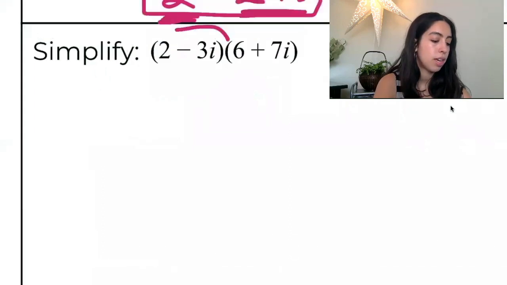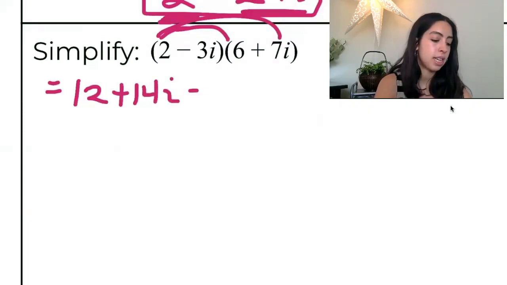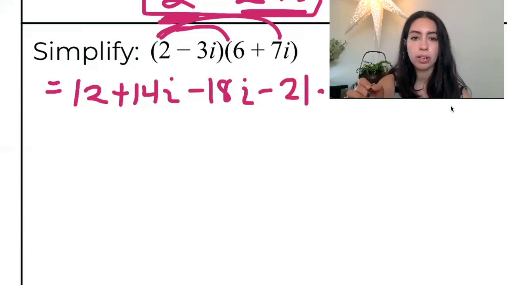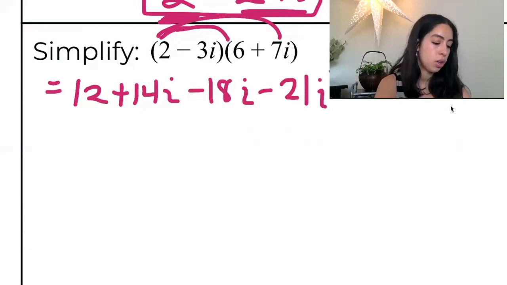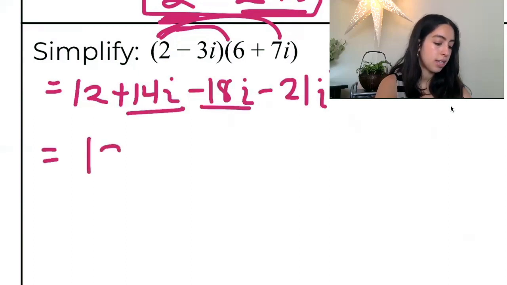And we're going to go ahead and distribute. So 2 times 6 is 12. 2 times 7i is 14i. Negative 3i times 6 is negative 18i. And we've got negative 21i squared. We want to combine the like terms. So in this case, we've got 14i and negative 18i. And that's going to give us negative 4i.